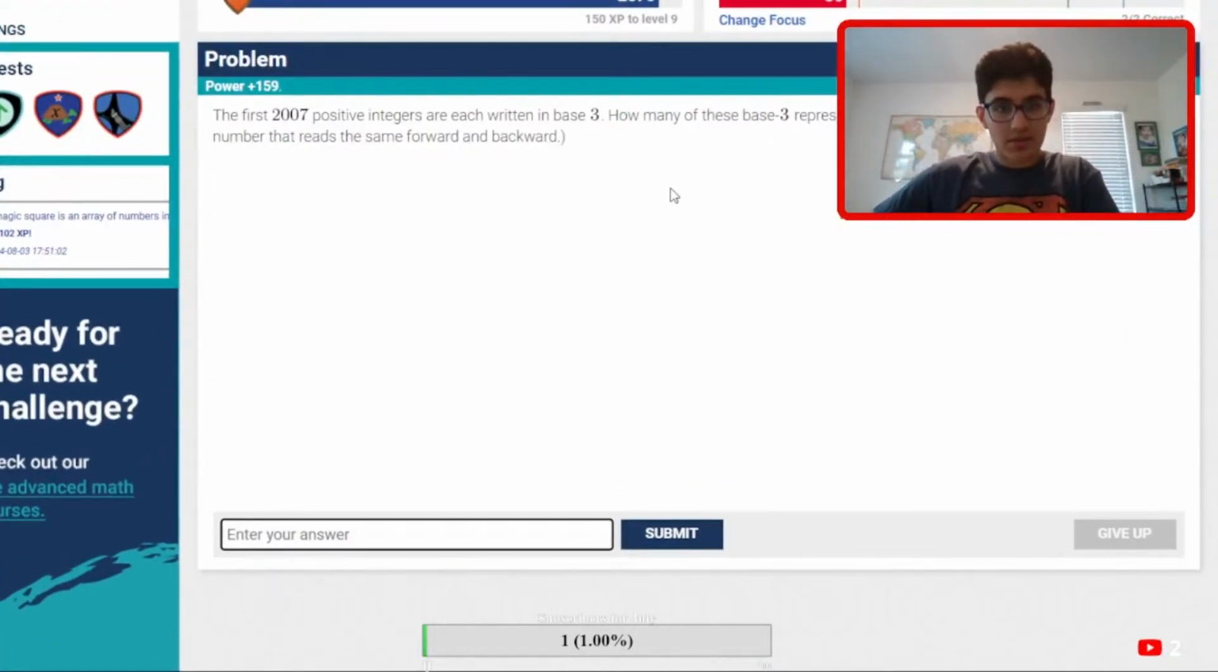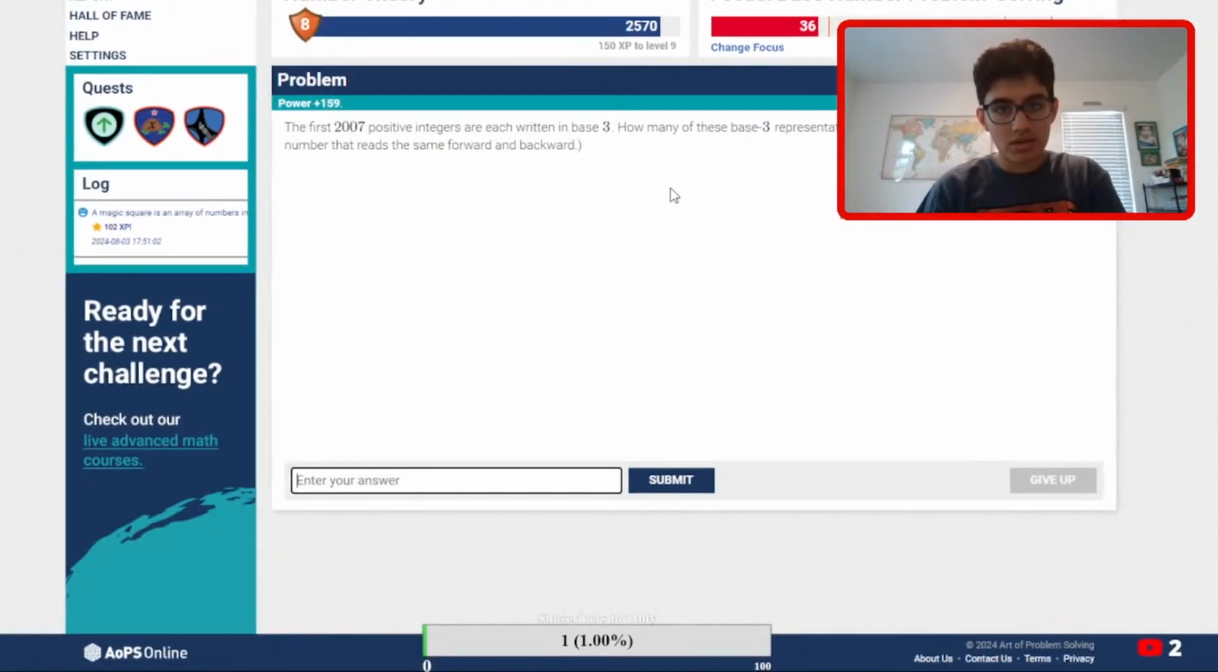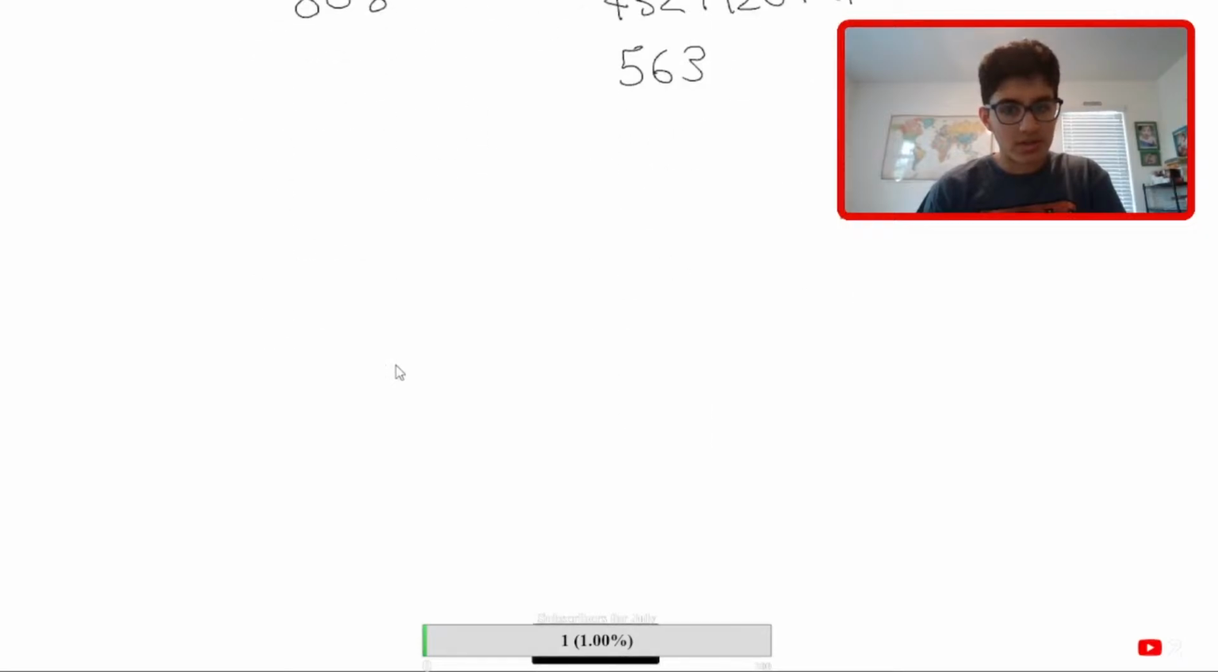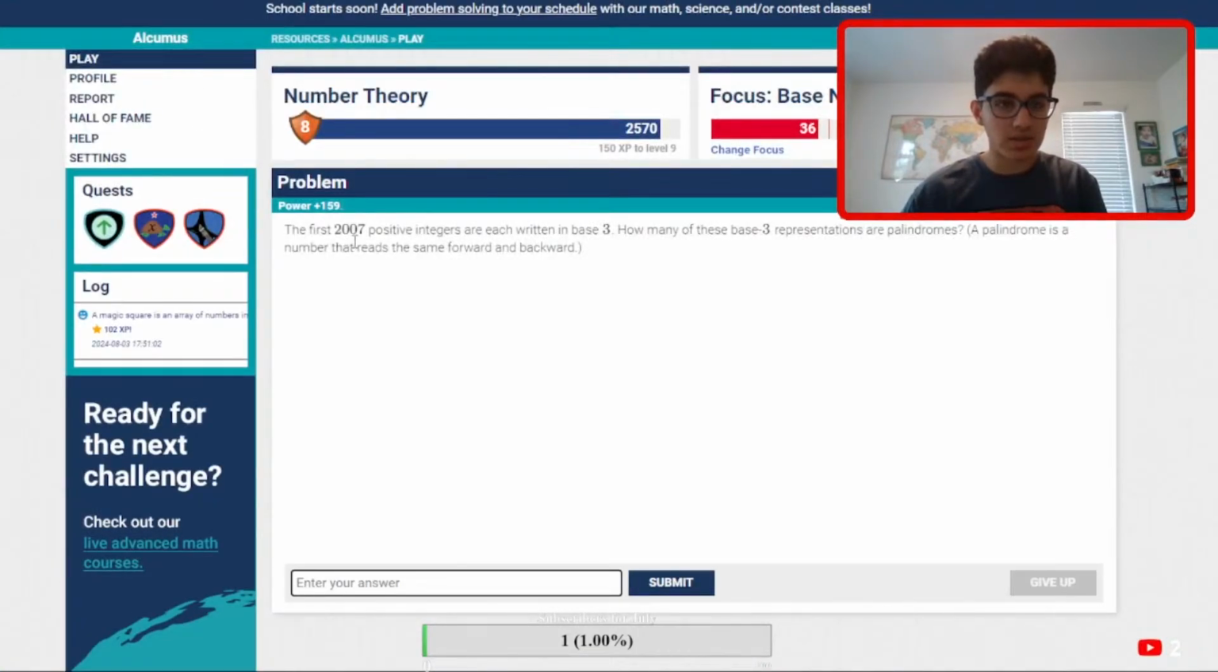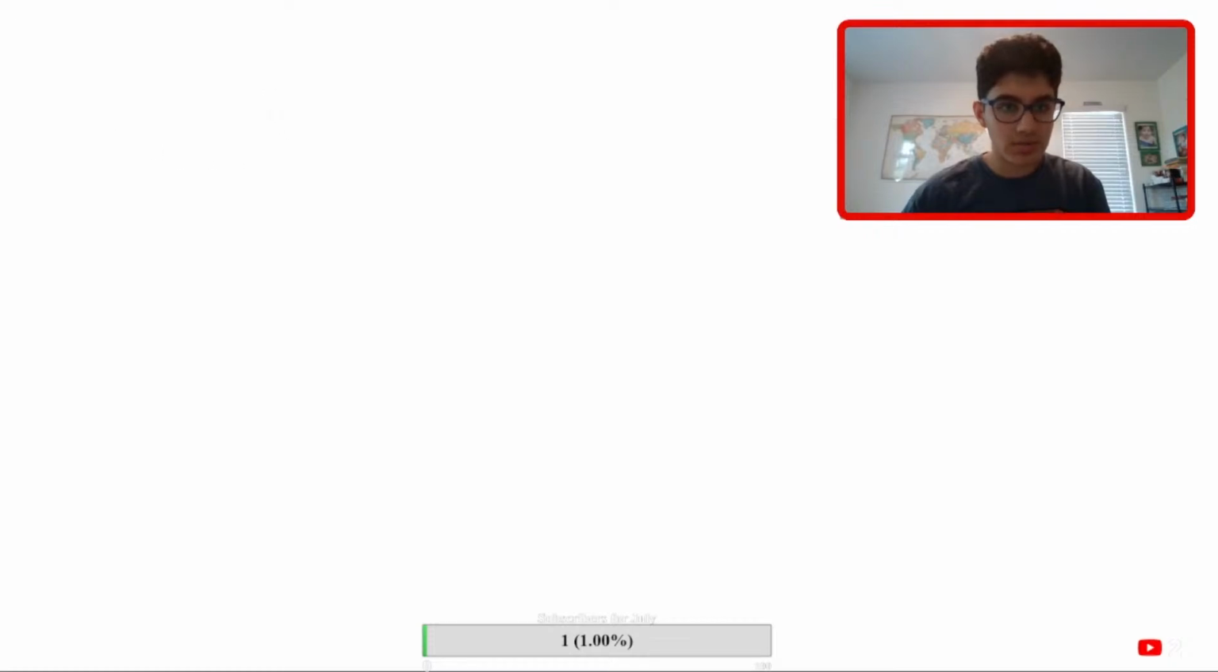The first 2007 positive integers are each written in base 3. How many of these base 3 representations are palindromes? So to be a palindrome, this one will have to be, let's see. Okay, this is a bit difficult. Oh, wait, I don't think we need to worry too much about it. Basically, what's the biggest number you can have with 2007? 2007 is equal to, we need to find a power of 3 that's close by.